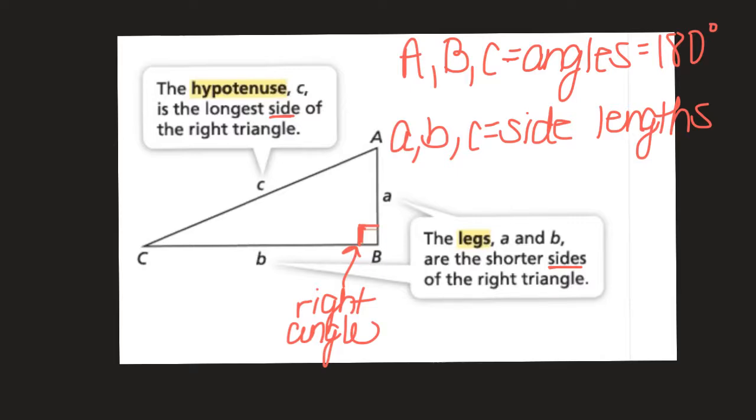Okay, the hypotenuse, C. It is the longest side of the right triangle. It is also always located across from the right angle. Always. This side is always my hypotenuse side. My legs, A and B, are interchangeable. It doesn't matter which one you label A and which one you label B. My legs form the right angle.